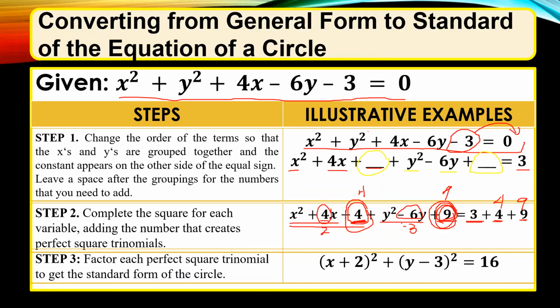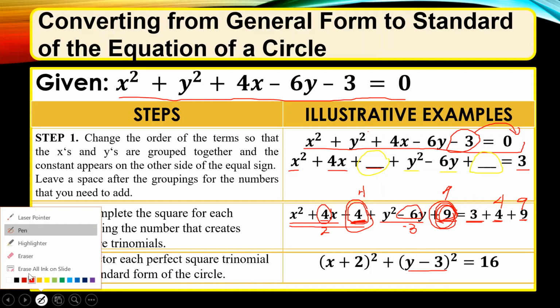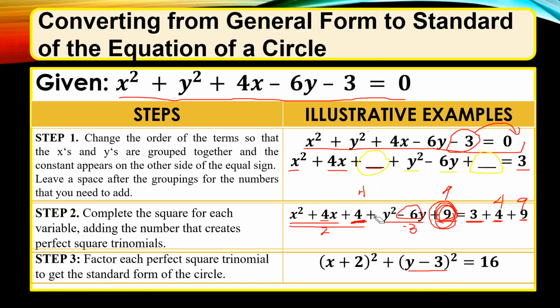And y squared minus 6y plus 9, the perfect square for that is y minus 3 squared. If you want to verify, you can multiply y minus 3 times y minus 3. The result will give you y squared minus 6y plus 9. So again, to better understand, we have this. I will erase this one.